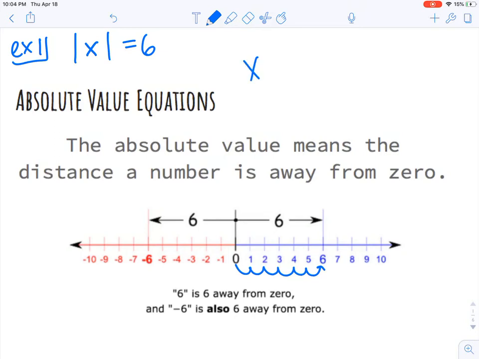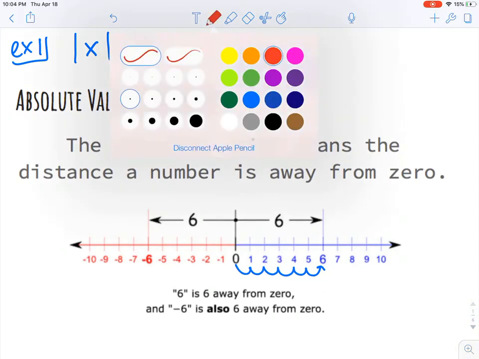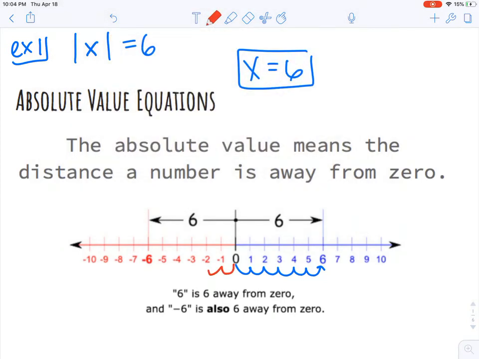And we see that x equals 6 is 6 units away from 0. So this is one of our solutions to example 1. We also see that 1, 2, 3, 4, 5, 6, x equals negative 6 is also 6 units away from 0. So even though I'm going in the negative direction, the distance from 0 is still a positive 6. So we have two answers. X equals 6 and x equals negative 6 are both 6 units away from 0 on the number line.